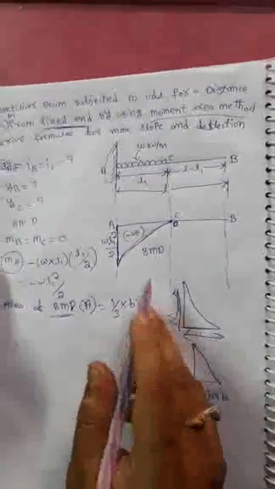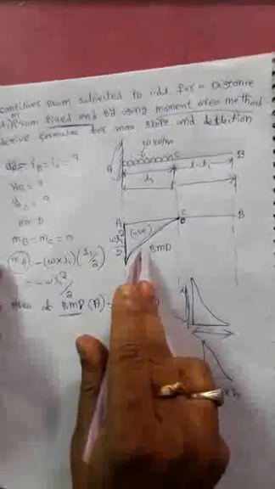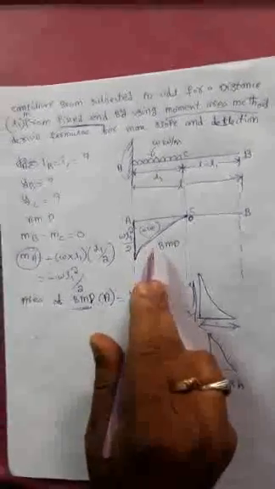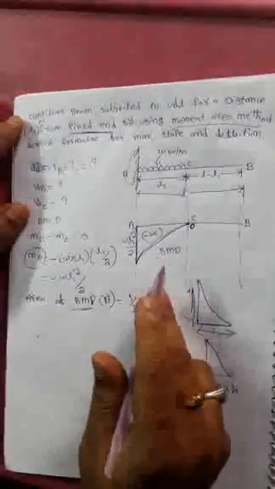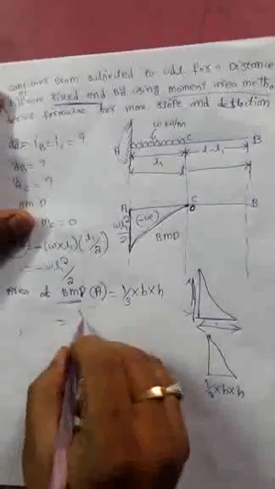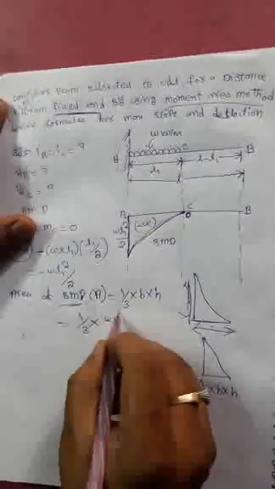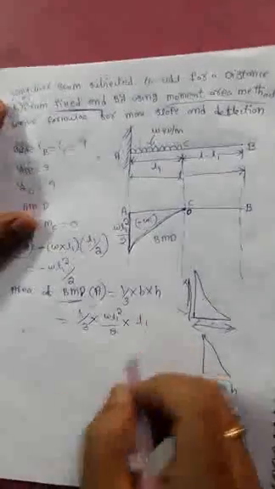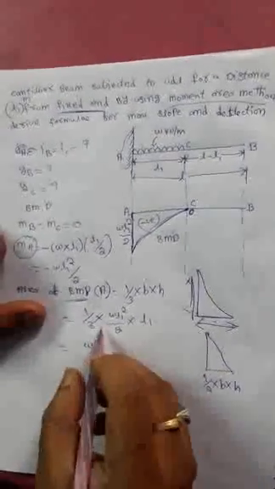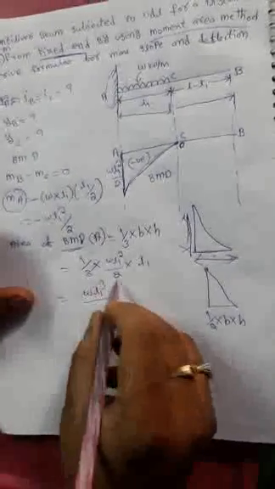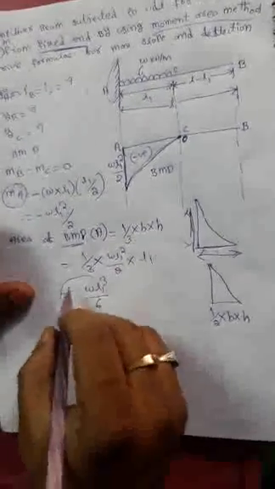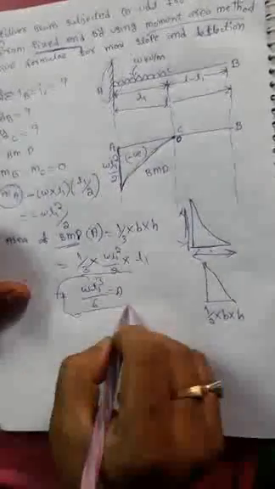It is the same parabolic shape, but only half of the portion. The diagram is the same, but yesterday's class span length was L, and today's class span length is L1. So that is 1 by 3 into B into H, where the base is WL1 squared by 2 and the height is L1. Simplifying the above equation, we get the answer WL1 cubed by 3 into 2, that is WL1 cubed by 6. This is the area.